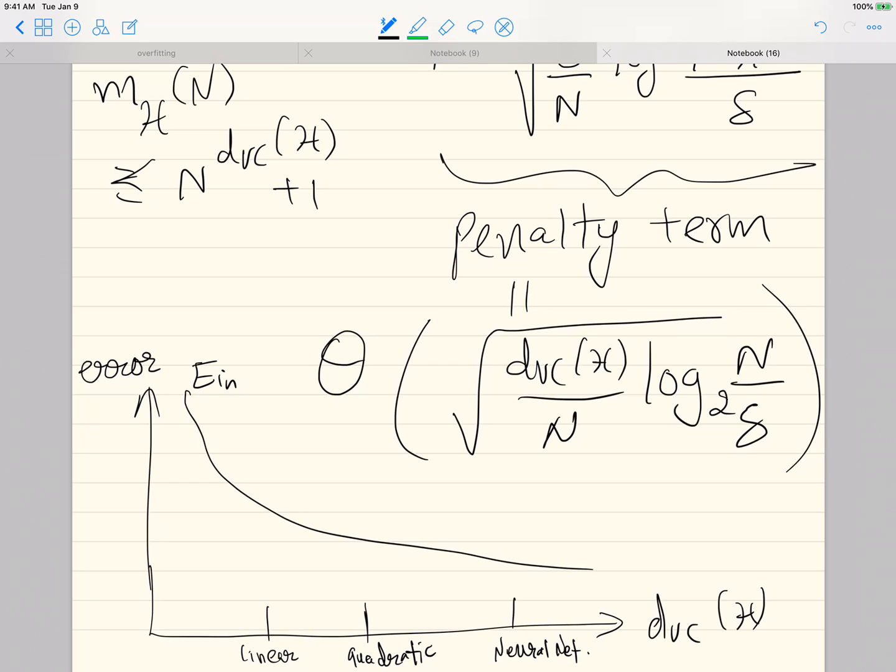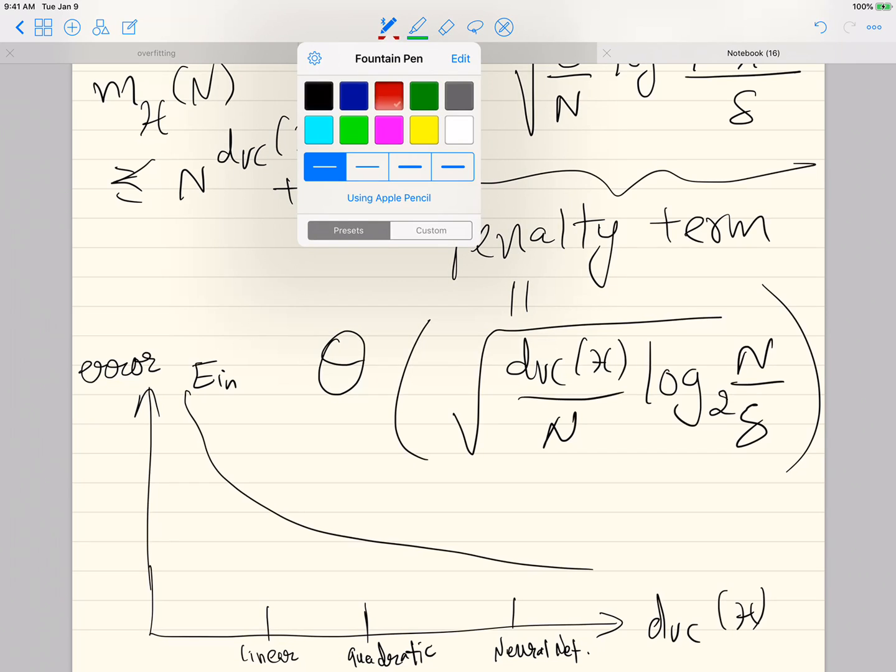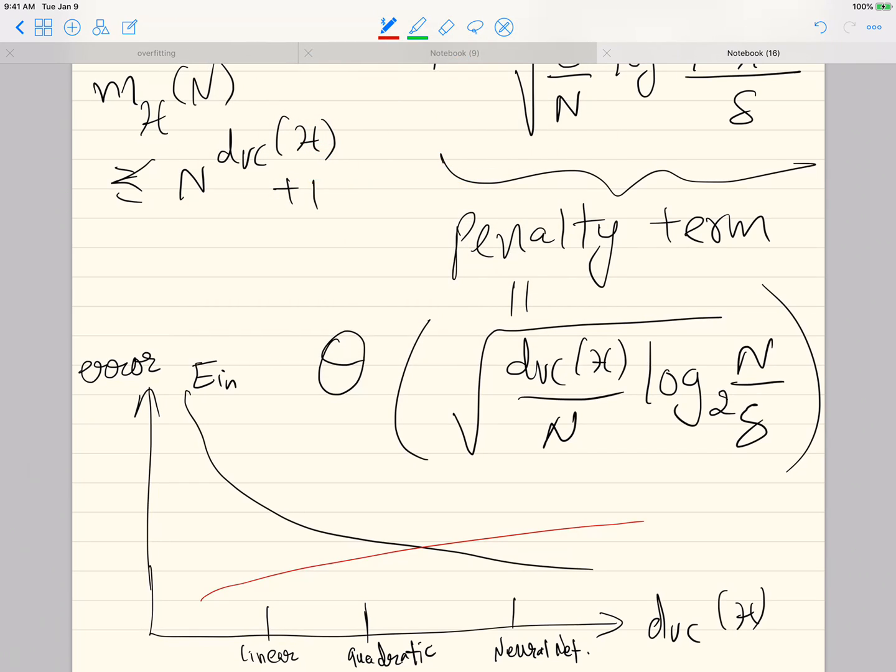The penalty term might be like this. It increases as the square root of the VC dimension. This is for a fixed n. As you increase the VC dimension, your penalty term is going to increase as square root of the VC dimension. Now for the test error, you have to sum the two. So E out will look like this.